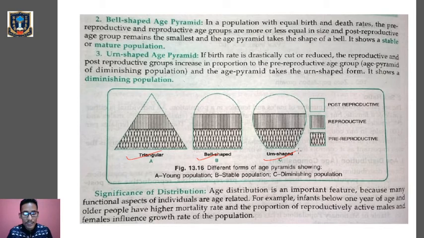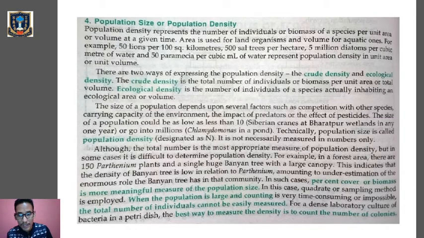Now we'll go to the next attribute, which is called the population size or the population density. So here you have to remember the definition of population density and the parameters to measure it. So what do you mean by population density? Population density represents the number of individuals or biomass of a species per unit area or volume at a given time. So kindly remember the definition of population density.